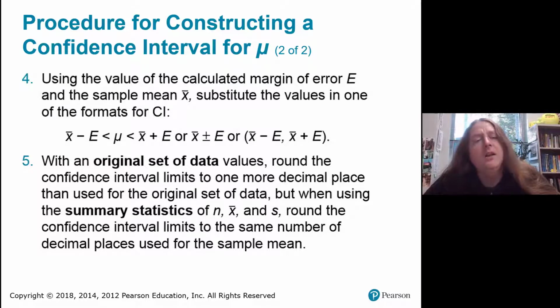So if we have our original set of data values, our round off rule is that we round these values to 1 decimal place more than our original data set. Or if we're using summary statistics, we're going to round them to the same number of decimal places that's used for the sample mean.